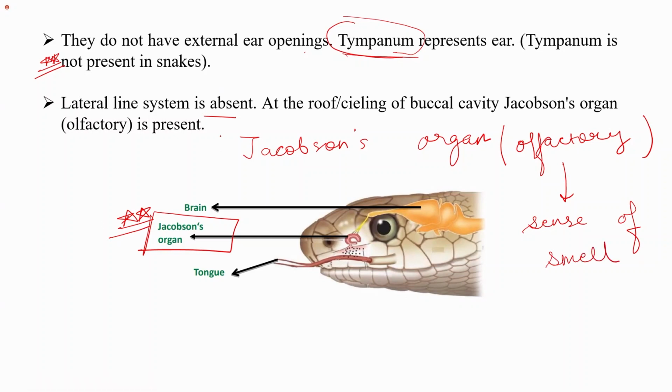At the roof of the buccal cavity, you can see here, this is the tongue, and this is the brain. At the roof of the buccal cavity, an olfactory organ, which is the Jacobson's organ, is present. This olfactory organ provides a sense of smell.